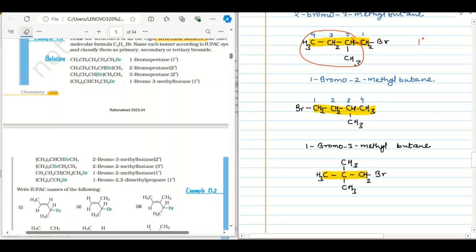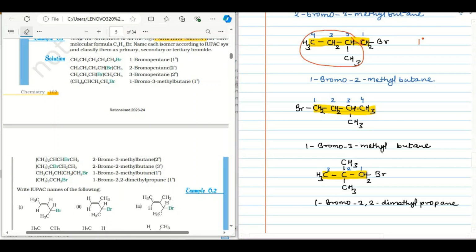Now number the chain. So we can number it from the right direction. So here 1, this is 2 and this is 3. So the name of this molecule will be 1-bromo 2,2-dimethyl propane, as the parent is 3 carbon long.